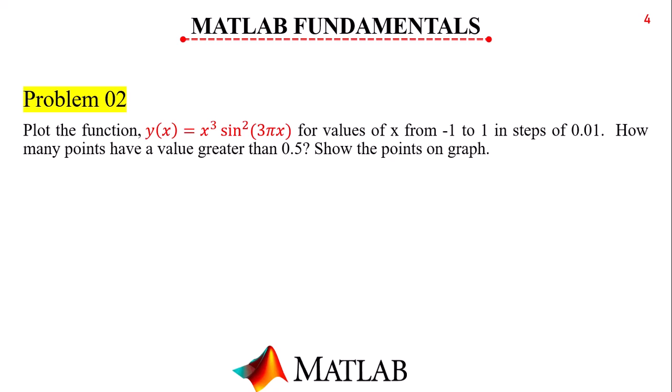You just have a function which is x cubed sine squared of 3 pi x, and you have the input x, for which you have the range -1 to 1, and you have its step size of 0.01. You have to find out one thing: in this function, for putting the values of x you will get the values of y. So you have to figure out how many values are greater than 0.5 and what are those, and you have to show them on the graph.